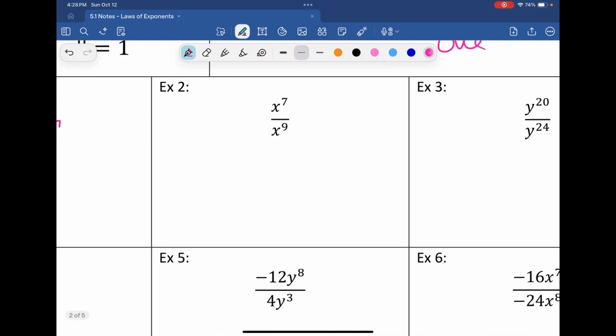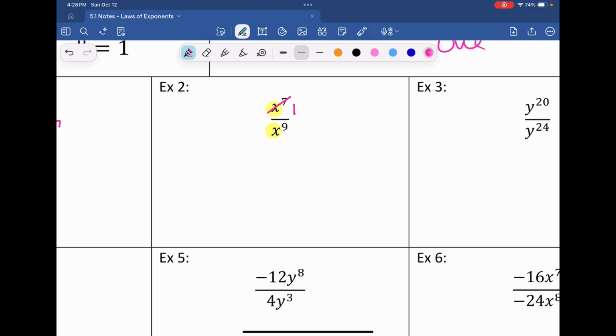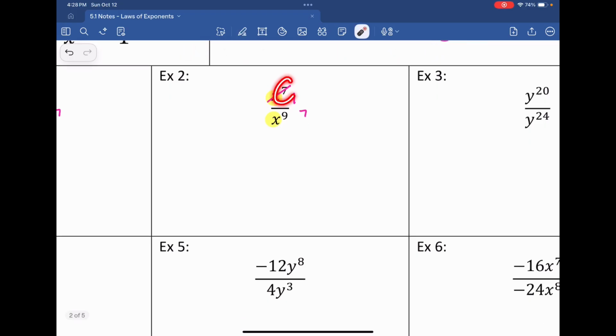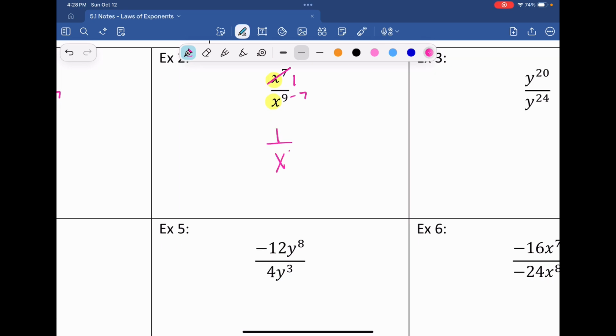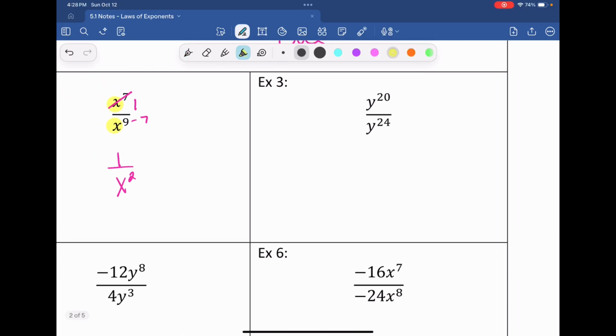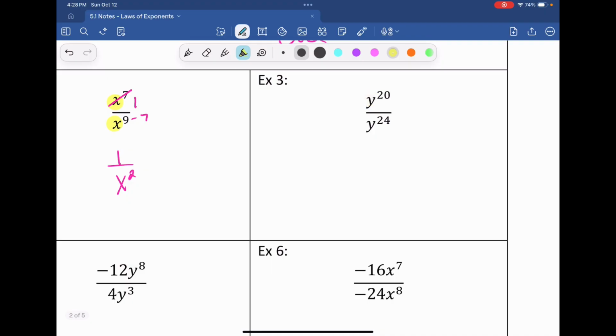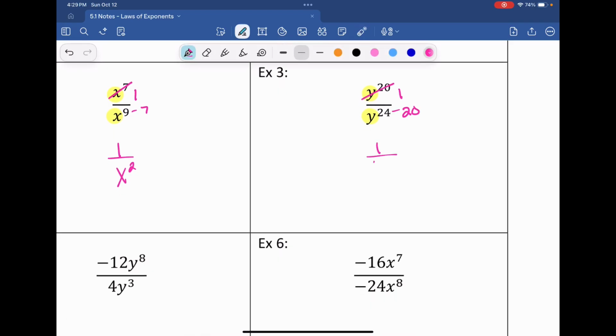Example 2, the bases are the same, x and x. 7 is the smaller exponent. Put a 1 there in its place, bring it down. It was positive, now it's negative. So 1 over x squared. In example 3, y to the 20 divided by y to the 24. Y's are the same. Okay, 20 is the smaller exponent. Bring it down. It was a positive 20. Now it's a negative 20. So 1 over y to the 4.